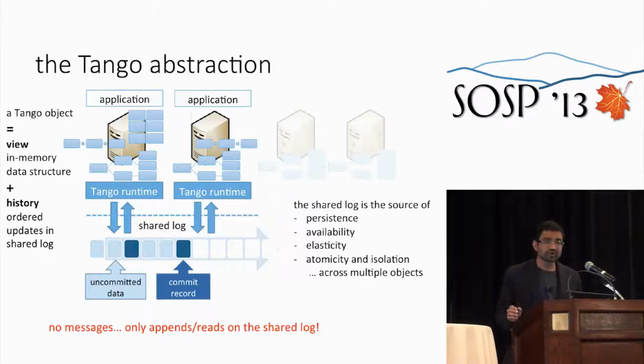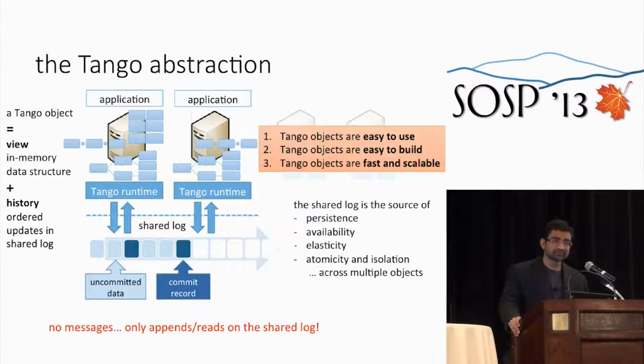In the rest of this talk, I'm going to focus on three aspects of the system. I'm going to show you that Tango objects are really easy to use. They look like Java or C# collections. I'm going to show you that you can build new Tango objects very easily using tens of lines of code. And I'm going to show you that despite having a shared log at the center of the system, serializing all activity in the system, we can still get excellent performance, and I'll tell you how we do that.